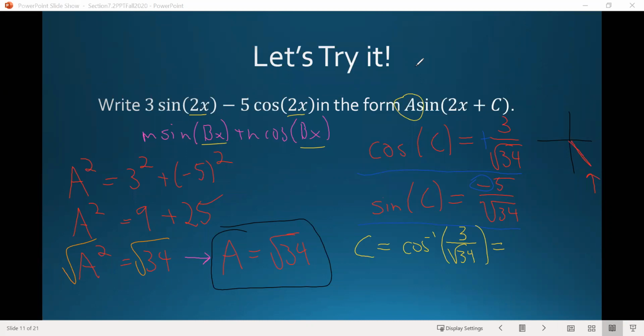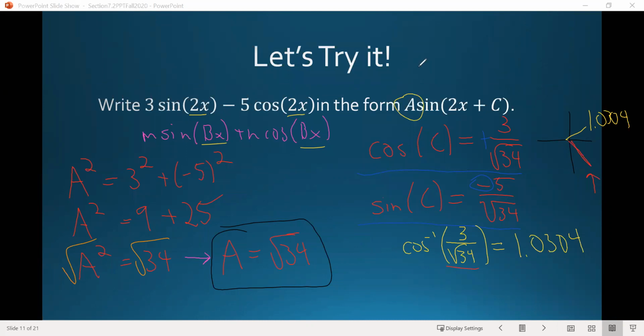And when I do that, I get 1.0304. But notice I took the inverse cosine of a positive number, right? And we know that inverse cosine only gives us answers in the first or the second quadrant. And so since this is positive, I know this 1.0304 is actually in the first quadrant. This part here is actually not true. This is not the value for c then.